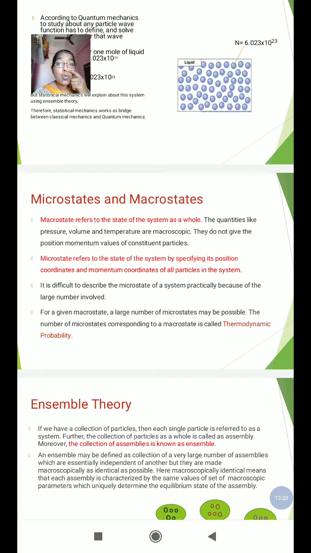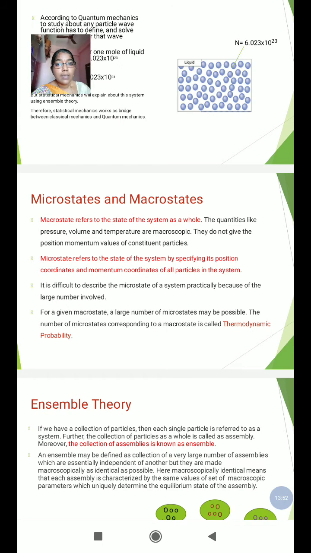State of the whole system means whole system information. What is the whole system pressure? What is the whole system energy? Not an individual particle. It is considered as whole system information. That is called macrostate. Macro means large, micro means small. Microstate gives the information of an individual particle. Macrostate gives the overall system's information.